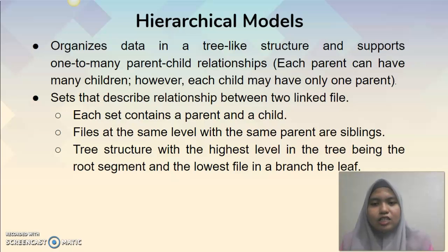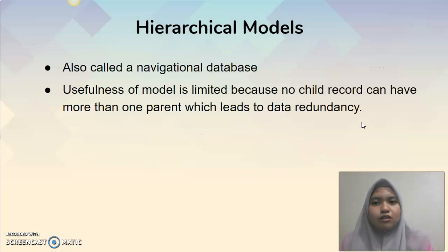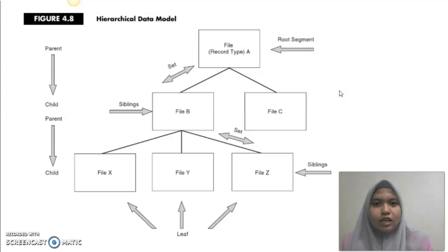Hierarchical model is a set that describes the relationship between two linked files. Each set contains a parent and a child. Files at the same level with the same parent are siblings. It is a tree structure with the highest level being the root segment and the lowest file in a branch being the leaf. Hierarchical model is also called a navigational database. Its usefulness is limited because no child record can have more than one parent, which leads to data redundancy. So this is an example of a hierarchical data model.